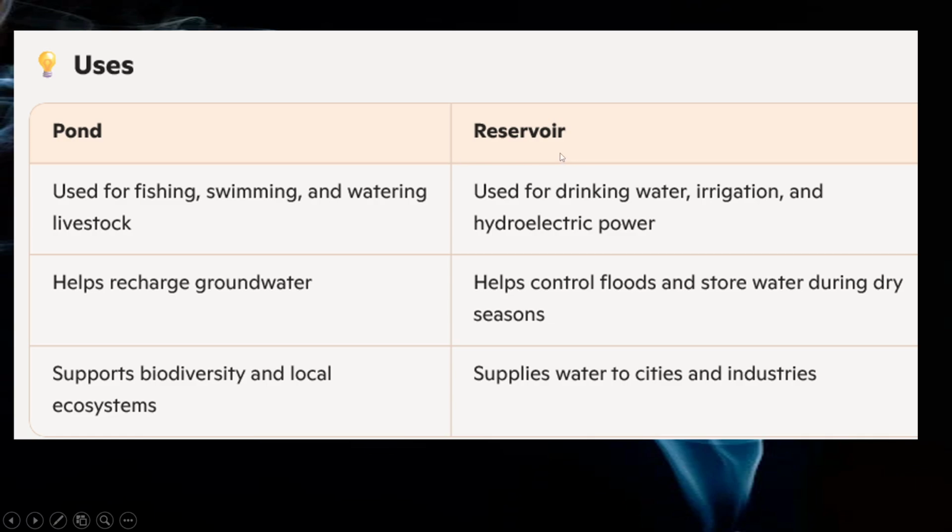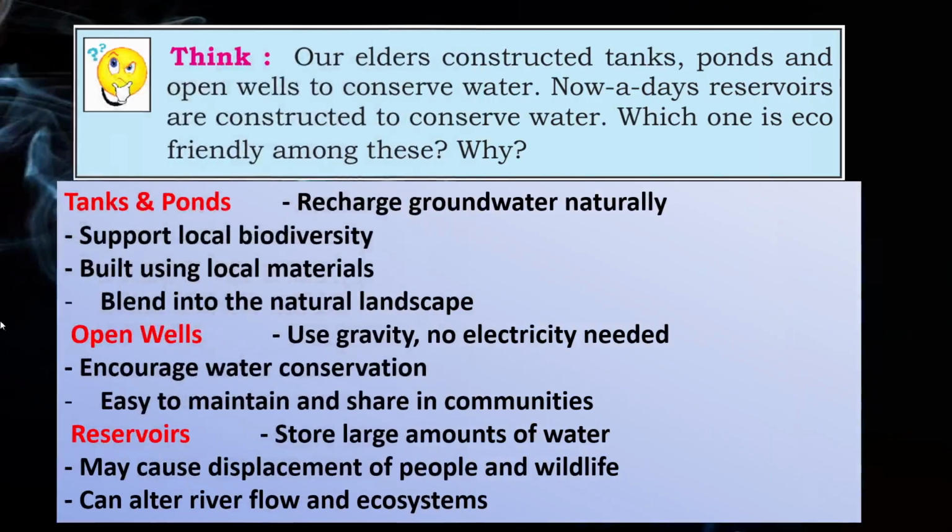Uses: pond and reservoir, used for fishing, swimming, and watering livestock, used for drinking water, irrigation, and hydroelectric power. Helps recharge groundwater, helps control floods, and store water during dry seasons, supports biodiversity and local ecosystems, supplies water to cities and industries. Think, our elders constructed tanks, ponds, and open wells to conserve water. Nowadays, reservoirs are constructed to conserve water.